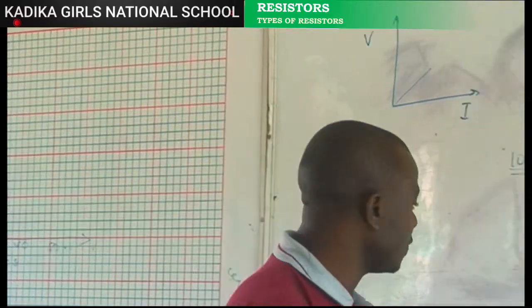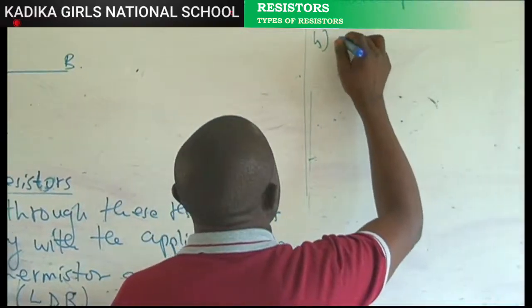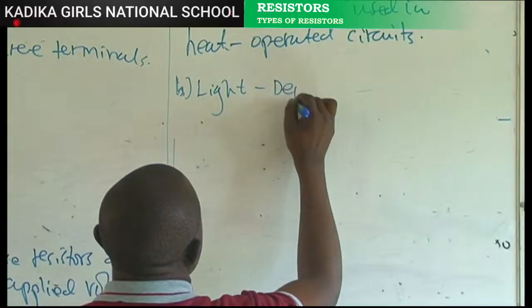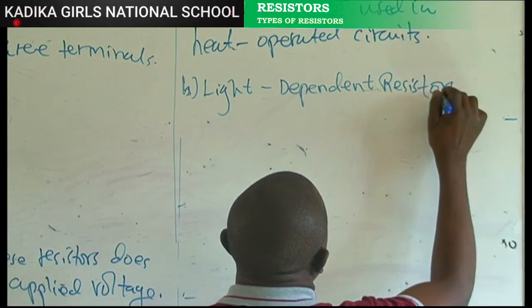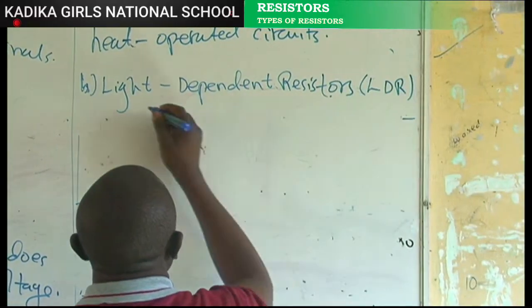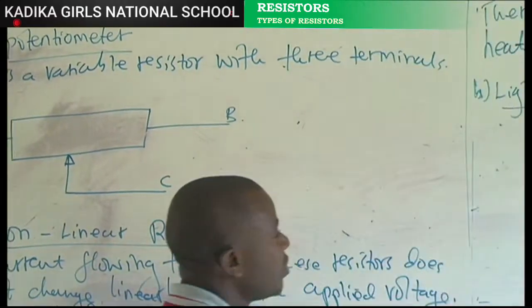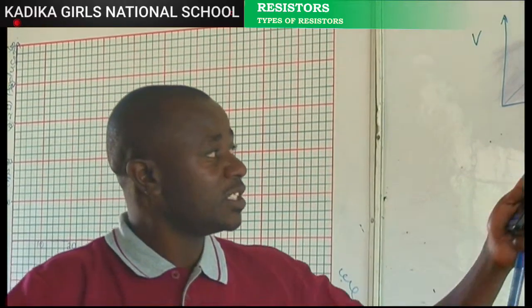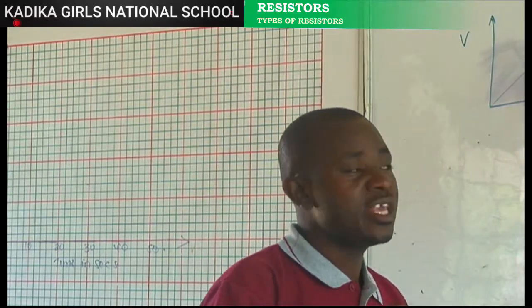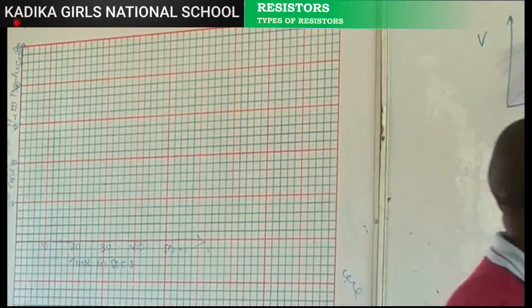Now another example of nonlinear resistors that we talked about is light dependent resistors. Part B, light dependent resistors. In short, it is called LDR. As the name suggests, these ones are going to depend on light for their operation. Resistance is going to decrease when the intensity of light increases. If the intensity of light increases, resistance is going to decrease.